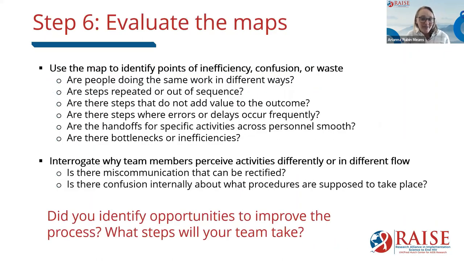After you feel confident that your map is valid, then you can evaluate it and really interrogate it as a group. So these conversations probably already started at the very beginning when people started brainstorming the list of activities during data collection. But you can use the map to identify points of inefficiency, confusion, or waste. You can ask questions like, are people doing the same work in different ways? Are steps repeated? Are they out of sequence? Are there steps that don't add value? Are there steps where there's often delays? How are the handoffs between these steps going? Are they smooth? Are there bottlenecks or inefficiencies?